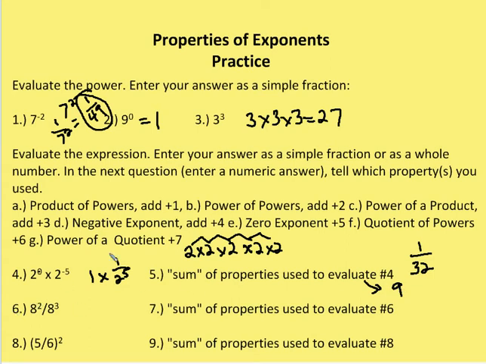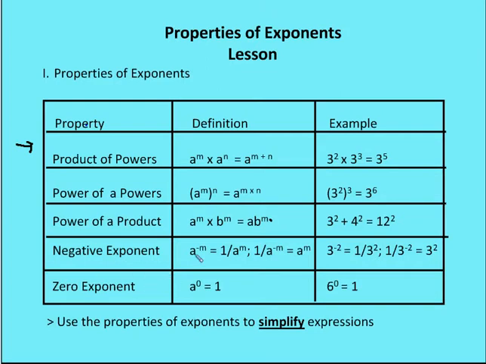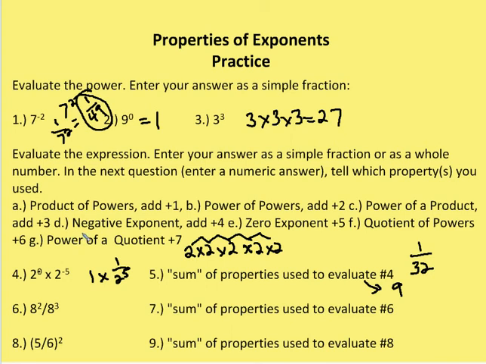Okay, moving on, and let's go back and just review what those were. So we have the negative exponent, a to the negative m, is equal to 1 over a to the m. And a to the 0 is equal to 1. So we've used those two in this first question.